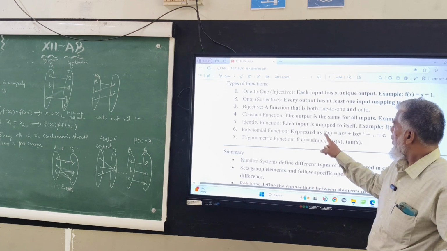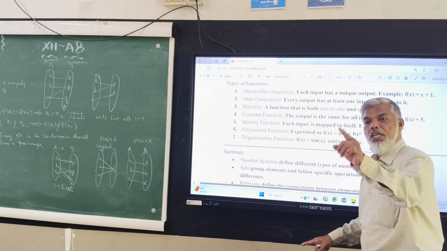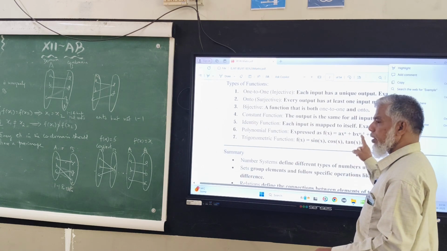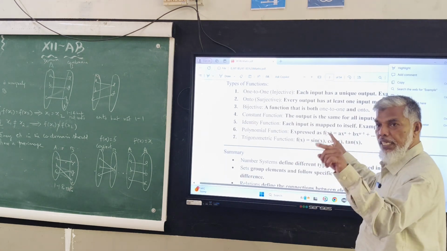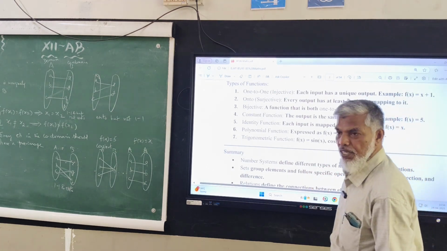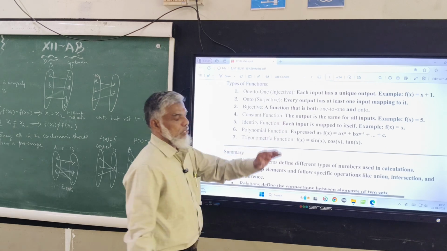And what is x? It is a polynomial in x. If it is x, x will come. If it is y, y will come. So it is a polynomial in x of degree n. Okay. The next is trigonometric functions.